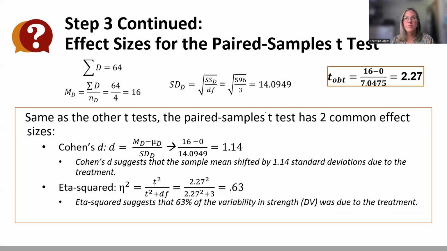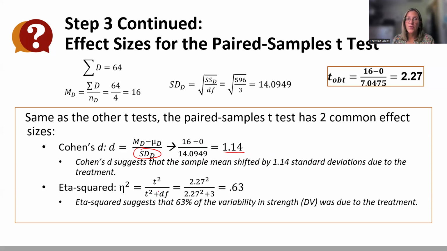Cohen's d is pretty much repetitive. The only thing that changes is now we're using the mean differences and we're using the standard deviation of the differences. So that's 16 minus 0 divided by 14.0949, and we get a Cohen's d of 1.14. So that just suggests that the sample mean shifted by 1.14 standard deviations due to the treatment.